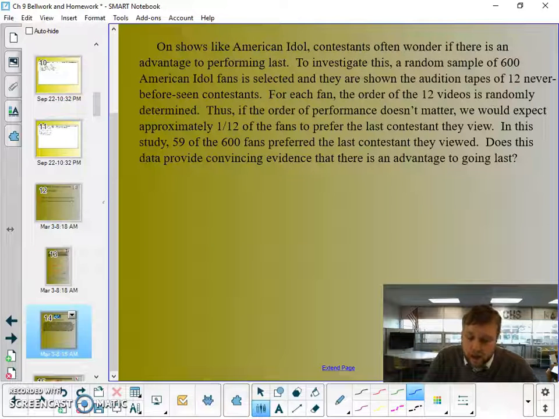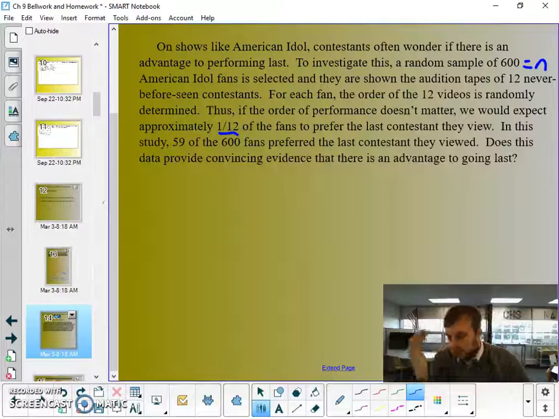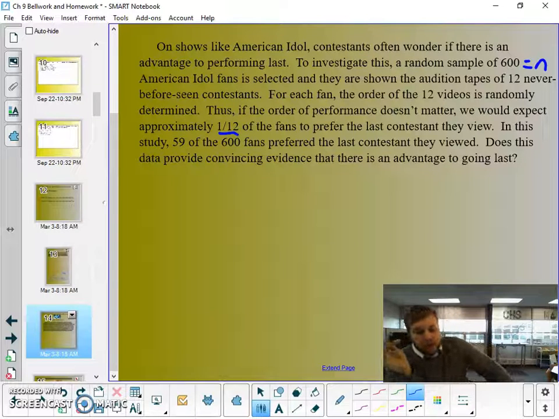On shows like American Idol, contestants often wonder if there is an advantage to performing last. I've always wondered that too, because that's the one that's fresh in their mind, right? To investigate this, a random sample of 600 American Idol fans is selected. That means n equals 600. They are shown tapes of 12 never-before-seen contestants. Each fan's order of the 12 videos is randomly determined. Thus, if the order of performances doesn't matter, we would expect approximately a 1 in 12 shot.